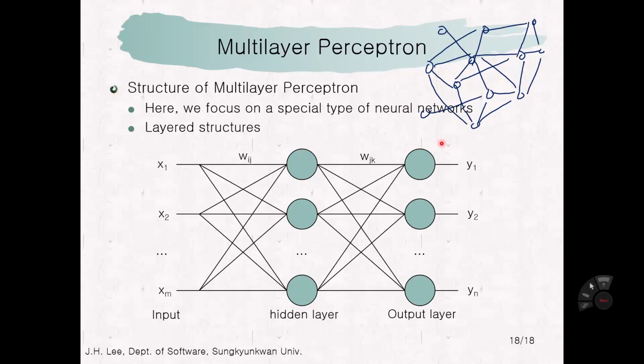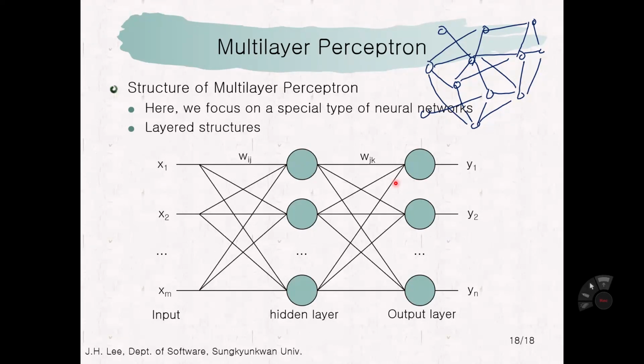They are different. But here, you may do anything. Why do we use a layered structure? For simplicity. If you use a layered structure, it is easy to manage. It is easy to train.